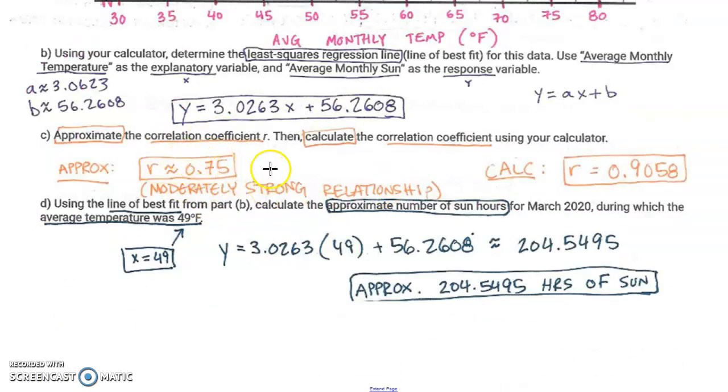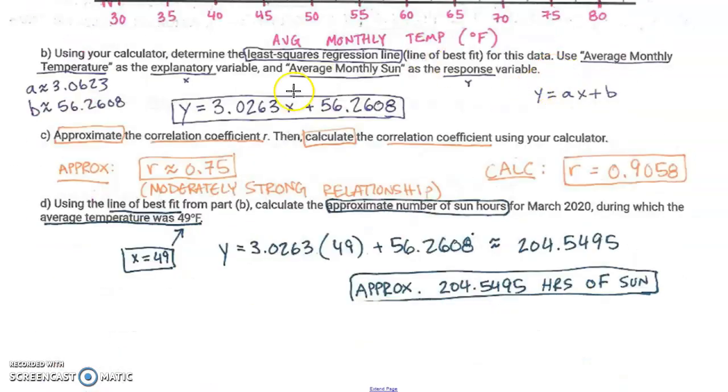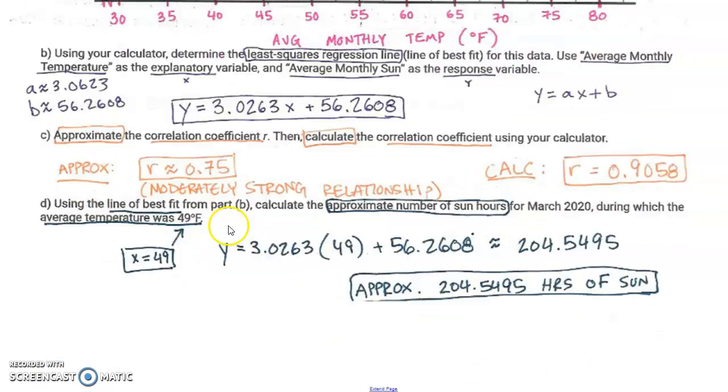However, when I did it in the calculator, if you remember from the notes, you had to go to the catalog and turn diagnostics on. You found the correlation coefficient was 0.9058, a little bit stronger than we thought, but still a moderately strong relationship. As long as you were positive, because remember, the positive number represents the fact that the numbers are increasing, and as long as the number was close to 1, you would be good to go with that approximation.